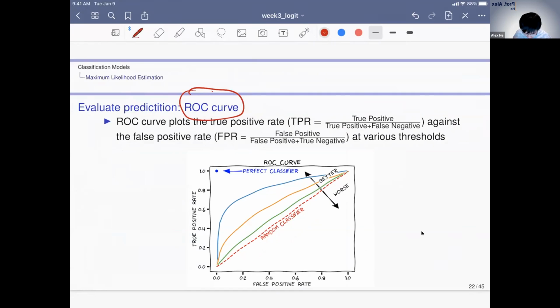This is actually a little bit hard to understand, so let me try to explain it step by step. What this curve does is it plots two things against each other. The first thing is called the true positive rate.